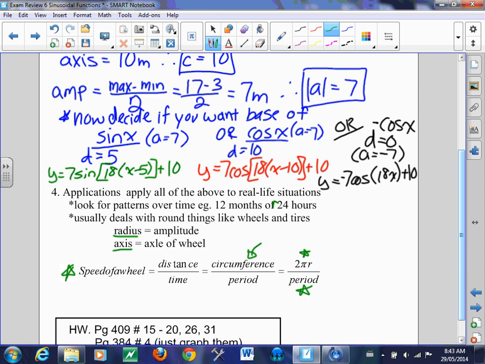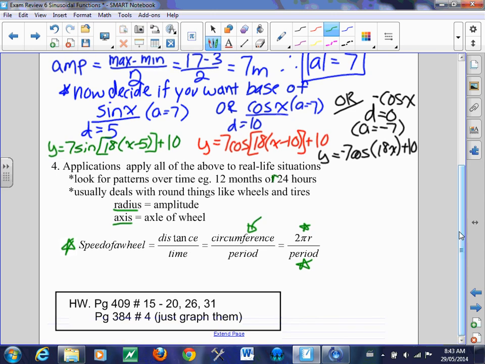All right, ladies and gentlemen, here is your homework. Page 409, numbers 15 to 20, 26 and 31, and for the one on page 384, number 4, just graph them, just to make sure you've got some clear understanding.